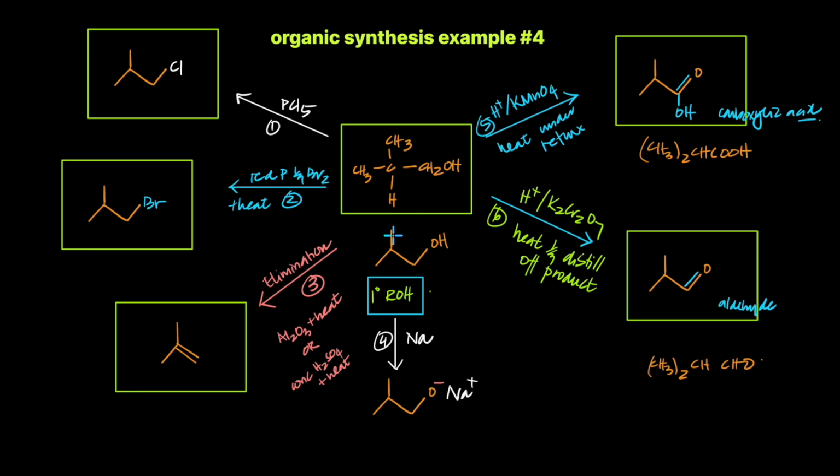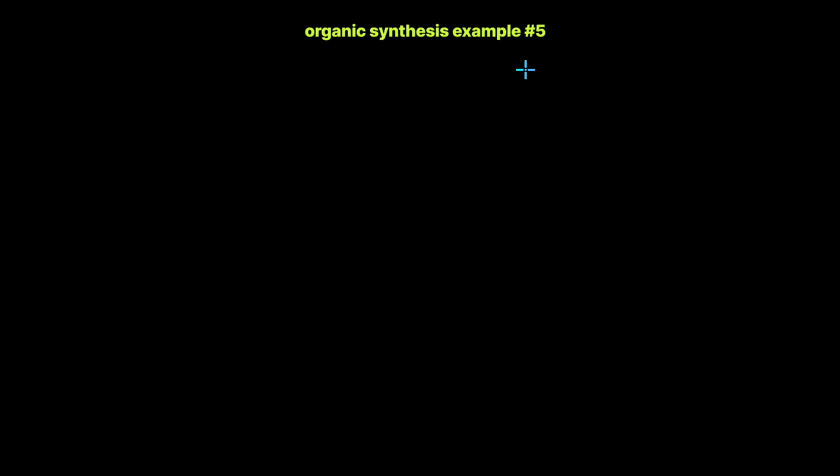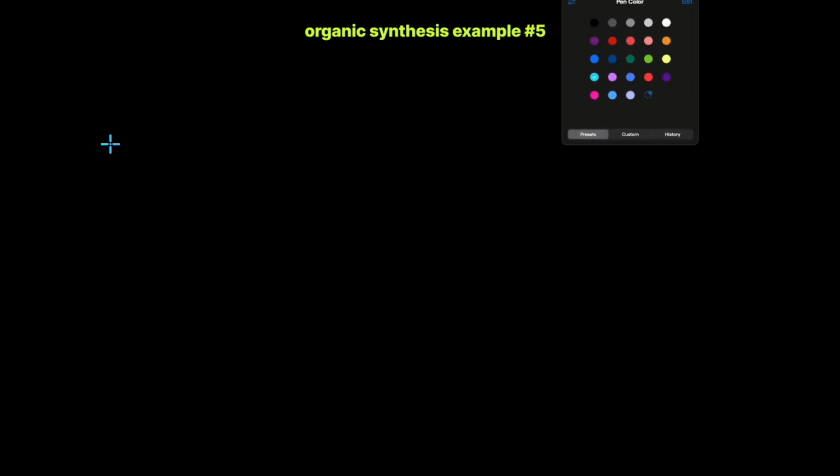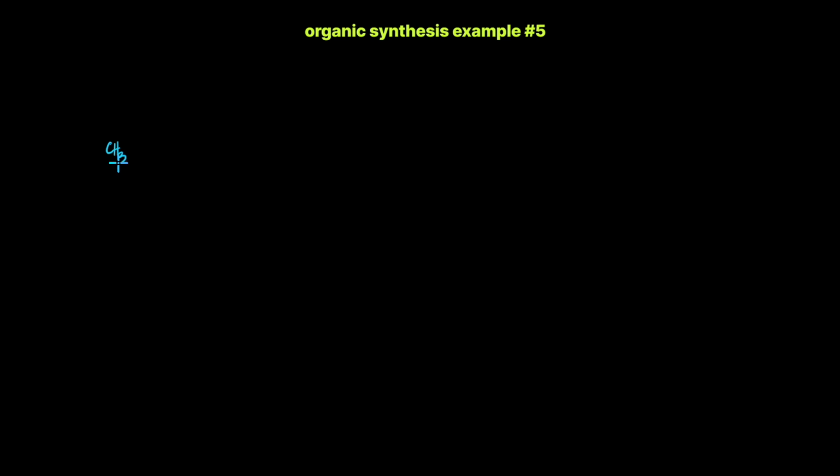Yes, this is CH2OH. The branch is not on the carbon with the OH. You see that? All right. Now I'll show you another example. Let's take another molecule, something like CH3, methyl propene, which is 1 2 3, and this is a double bond right there.